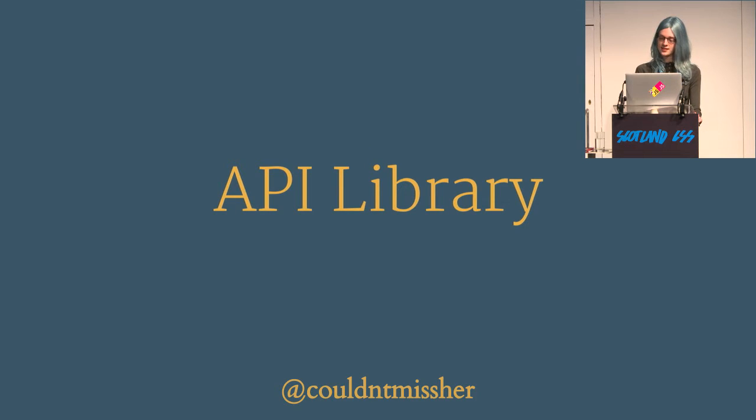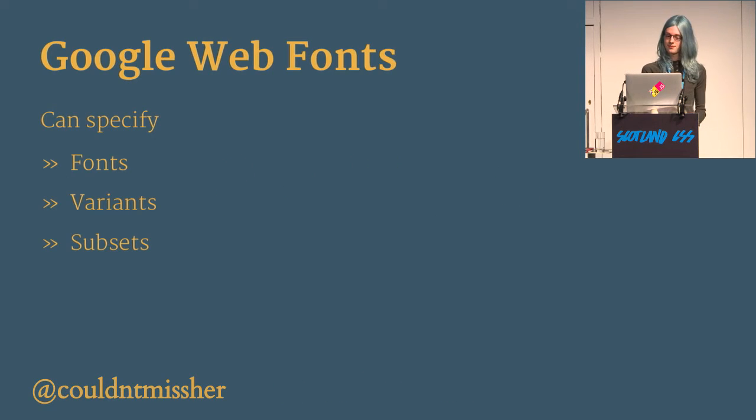And the most prominent example of this, and actually the only example of this that I know of, though there must be others, is Google Web Fonts, which has an API for getting font face rules that you can drop into your CSS. And it's heavily customizable. You can specify the fonts, the variants, which are like the numeric weight of the fonts you want, whether you should have the italic versions. You can do subsets like Latin and Cyrillic and so on.